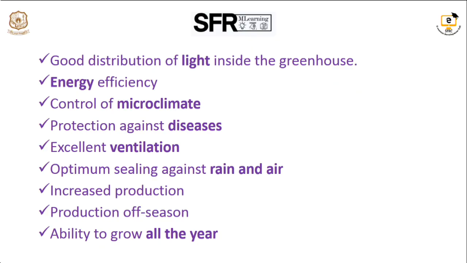Okay, next one is the optimum sealing against the rain and water. Here also the plants are not affected by heavy rain or heavy wind. Those climatic conditions are also kept out, so the plants inside the greenhouse are protected in nature. The plants feel very healthy and sophisticated.